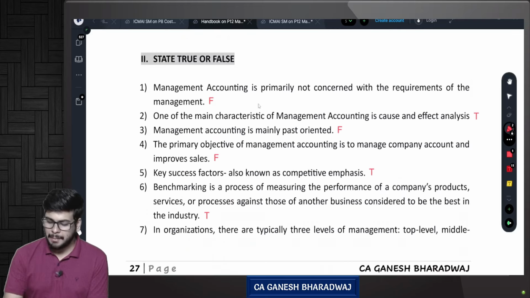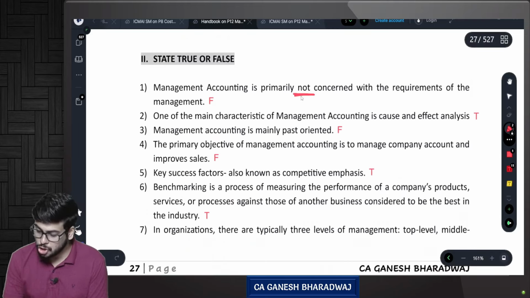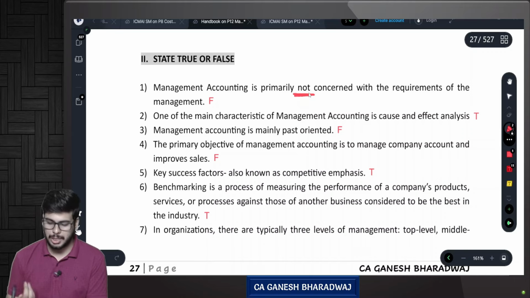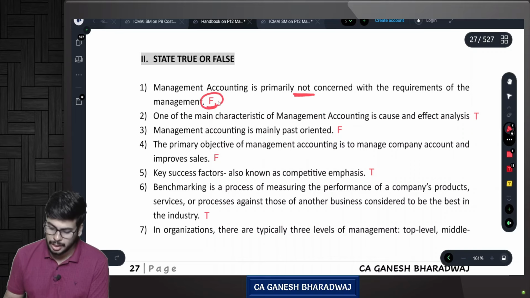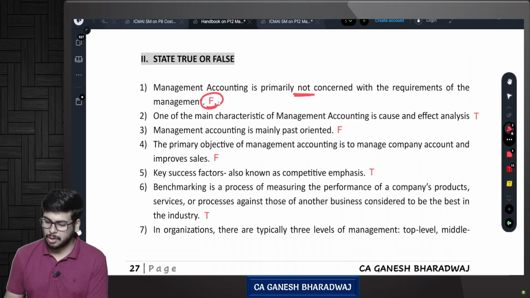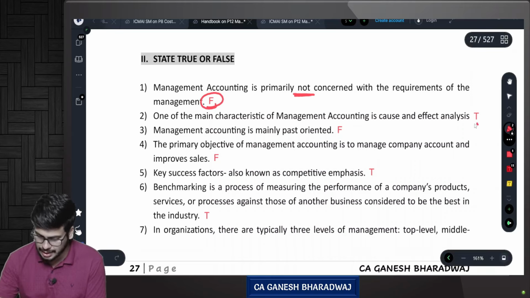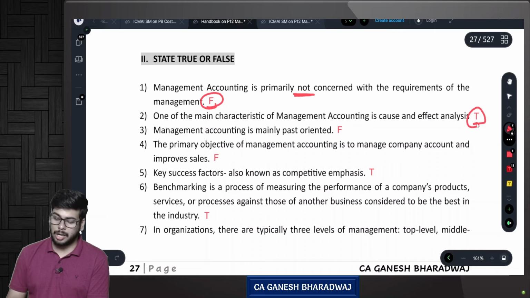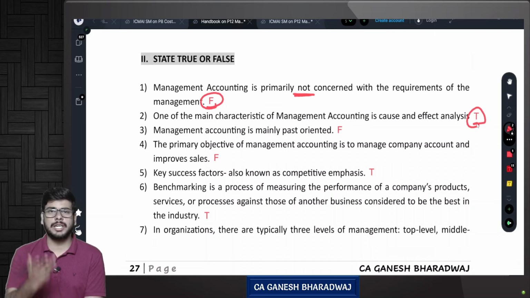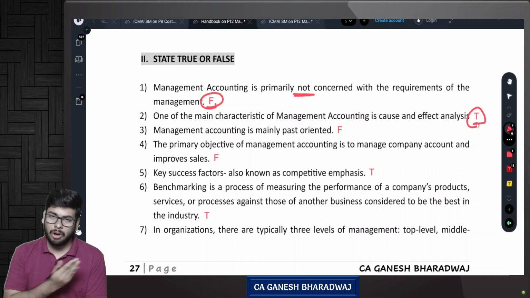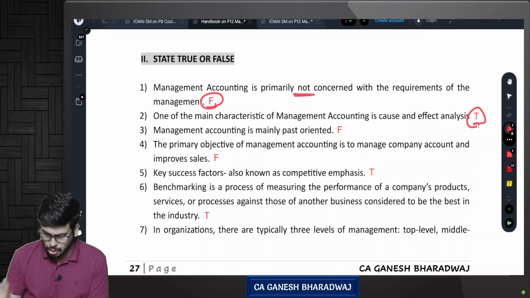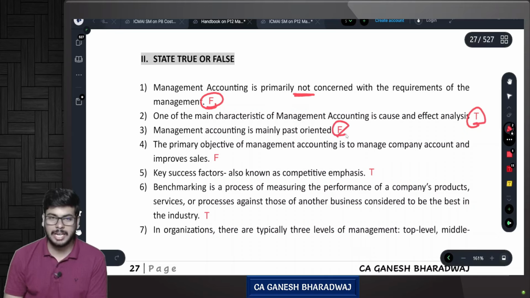True or false? Management accounting is primarily not concerned with the requirements of management. Absolutely, this is false. It is concerned with management only. One of the main characteristics of management accounting is the cause and effect analysis. Yes, true. Next, management accounting is mainly past oriented. Absolutely not. It also relies on past data, but it's future oriented only. So this statement is false.